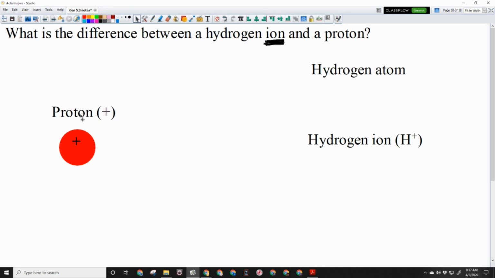So this is a proton and it's a hydrogen ion. There is no difference between a hydrogen ion and a proton. So when you see these terms used, they're interchangeable. They mean the same thing. Sometimes you're going to see in your reading hydrogen ion. Sometimes in your reading or in problems, you're going to see proton. So it's the same thing. No difference whatsoever.